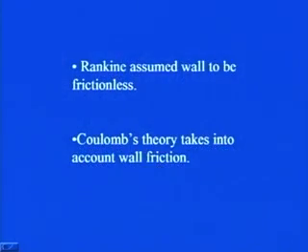See, in the previous class we saw that Rankine assumed the wall to be frictionless, that is, the wall was very much smooth, but Coulomb's theory can take into account the wall friction, which is more realistic in nature. If there is any retaining wall or retaining structure, it is just not possible that it will be perfectly smooth. Some little friction will be present, and Coulomb's theory takes into account that wall friction.